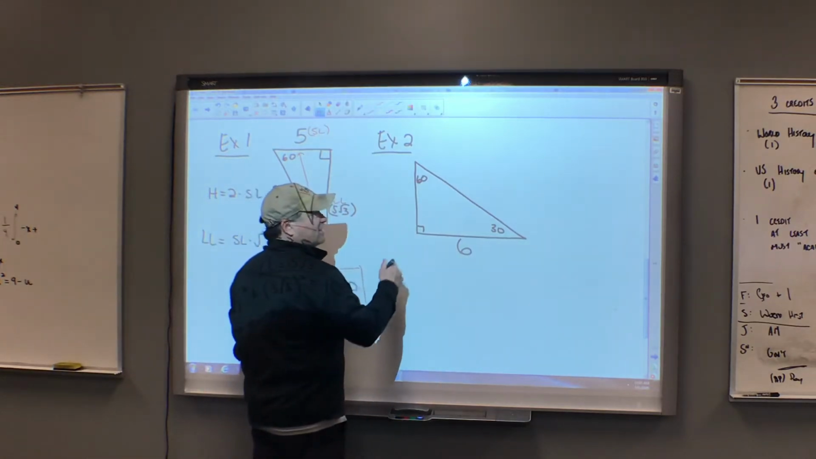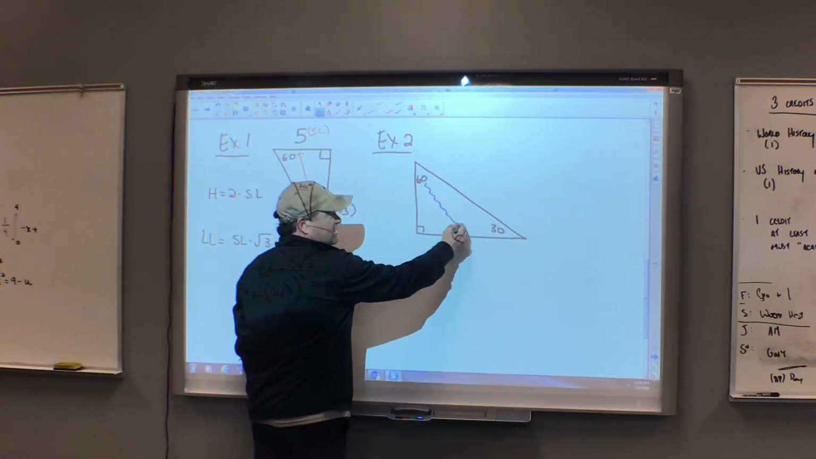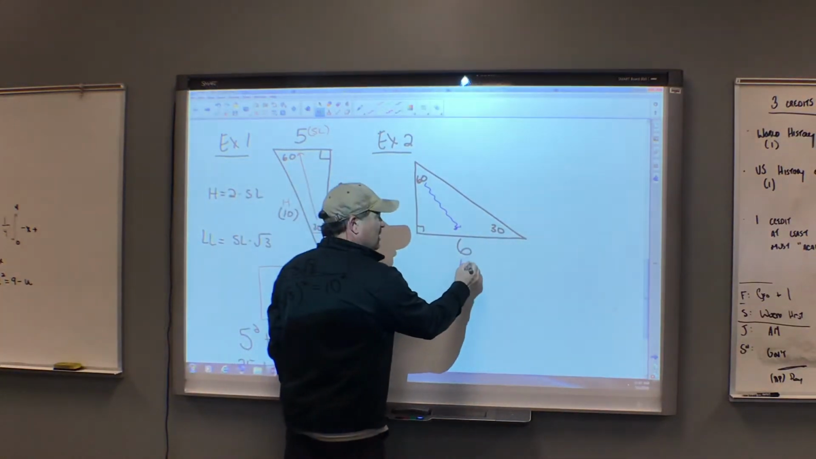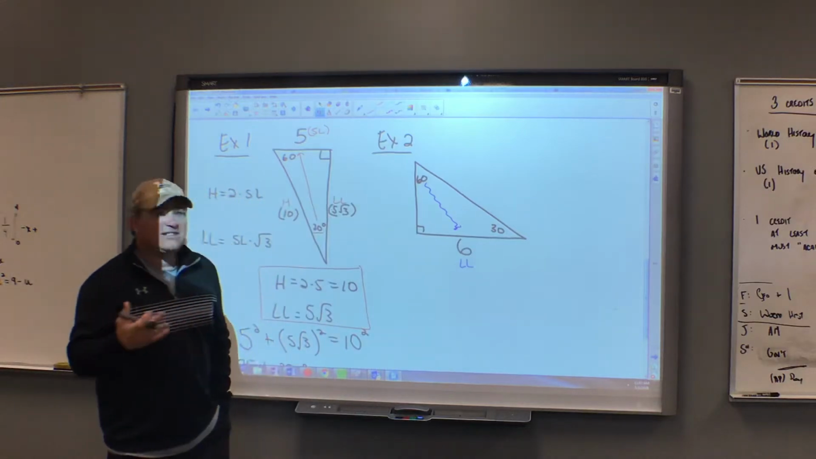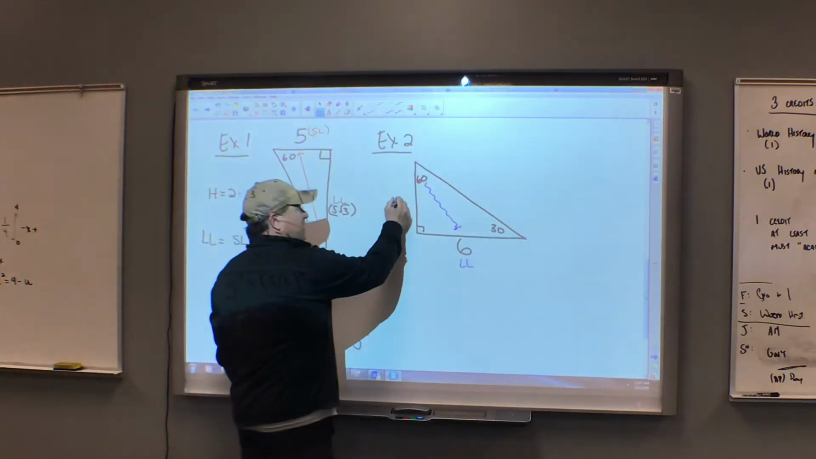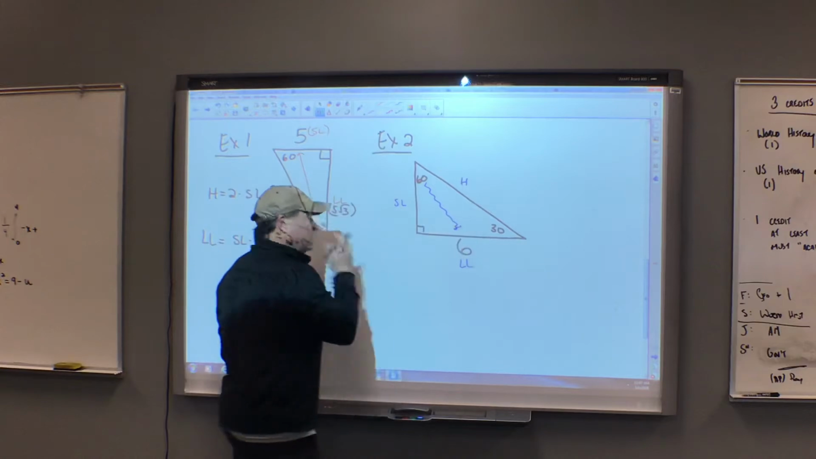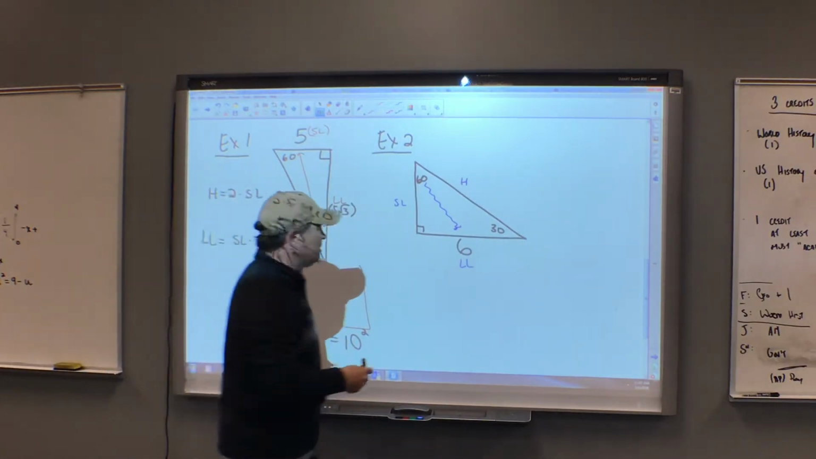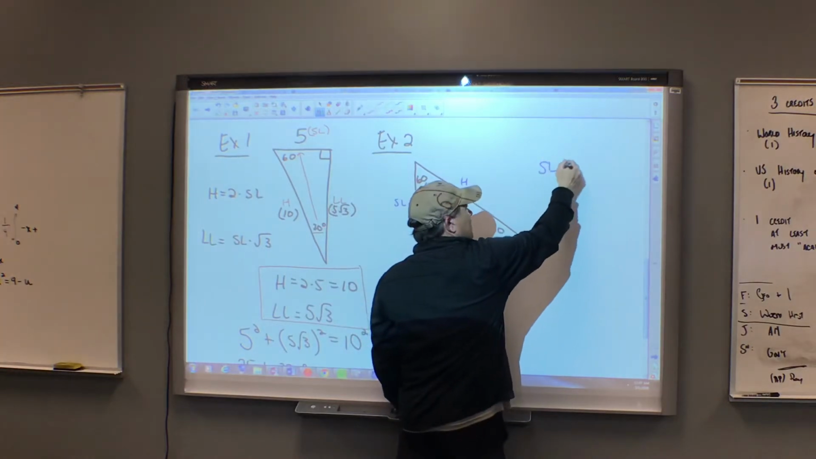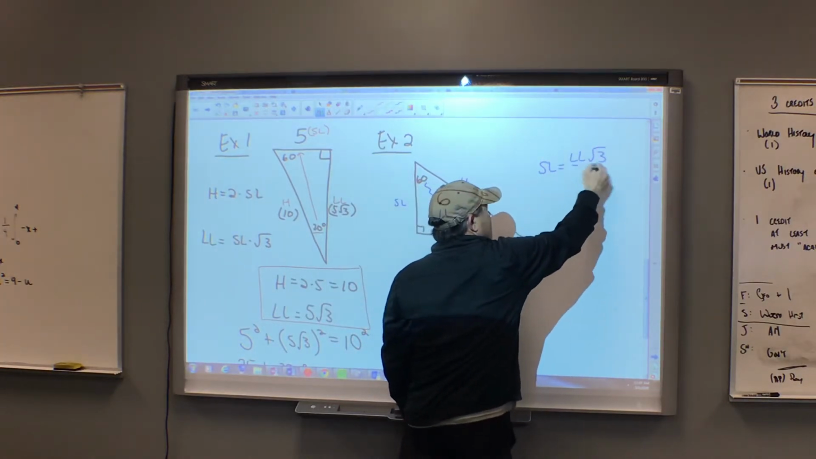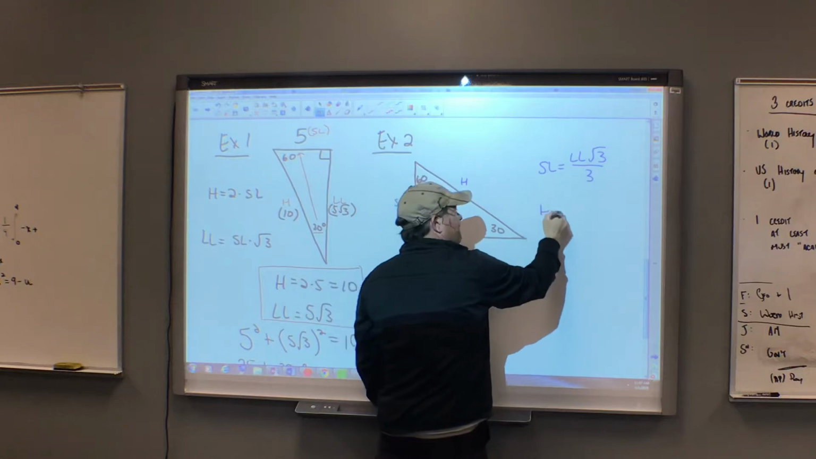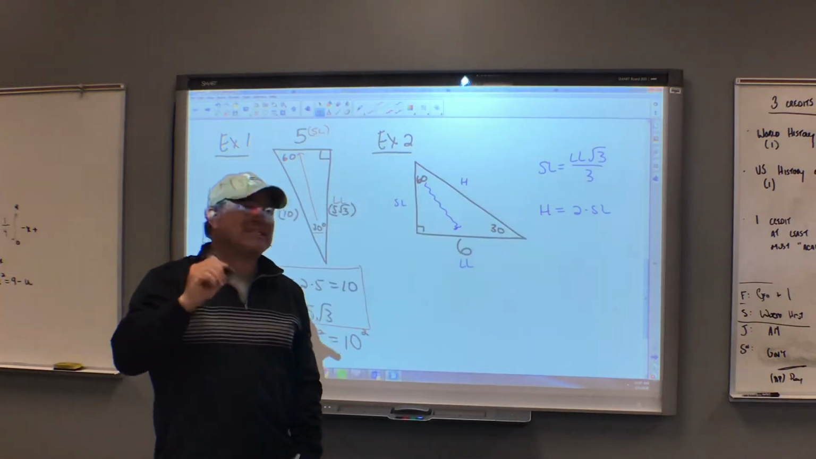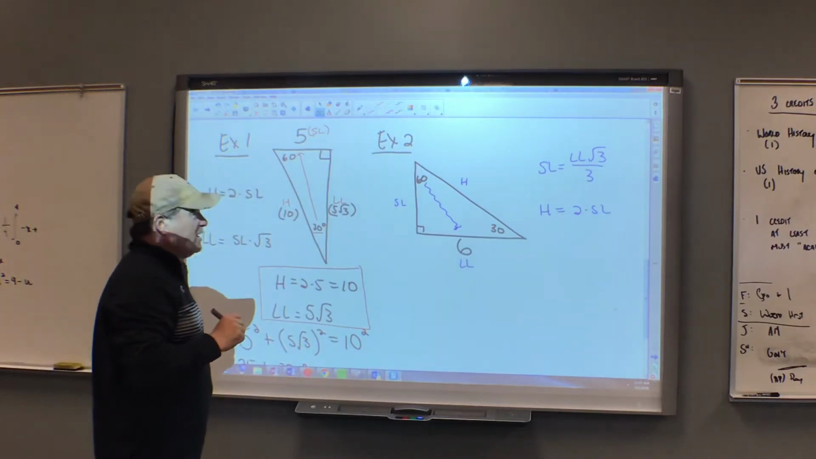Here we've got a 6. 6 is across from the 60. Well, that makes that the long leg. And that's not as easy for us to deal with. Here's the short leg, here's the hypotenuse. We want those 2 values, okay? But now we're going to be using these rules. Well, the short leg equals the long leg, root 3 divided by 3, and the hypotenuse is 2 times the short leg. So again, the short leg is the key. Short leg is what I want to get first.